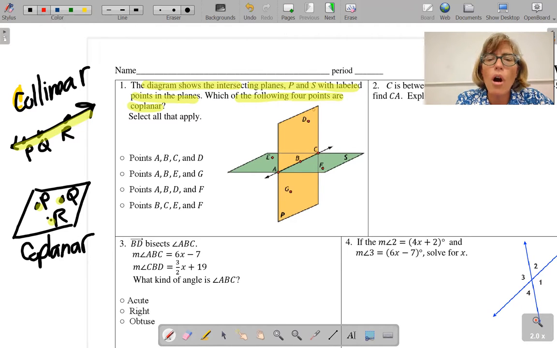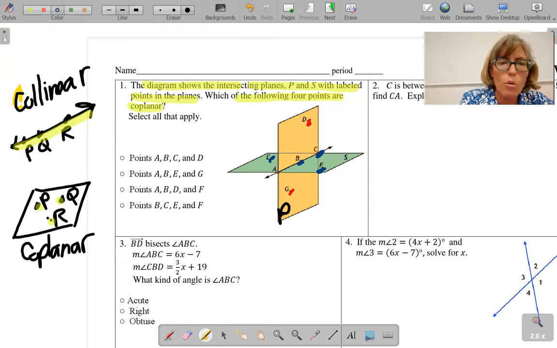All right, so on the orange plane, D, B, G, and P would be coplanar on whatever this plane is. I'm not sure if it's P or S. I don't see the label. And then going this way, E, A, B, C, and F are coplanar. Oh, P is the name of the plane. So that's P. Got it. So these are the 4 points that are coplanar because we want 4. So it'd be E, A, B, C, and F. Those are all coplanar.